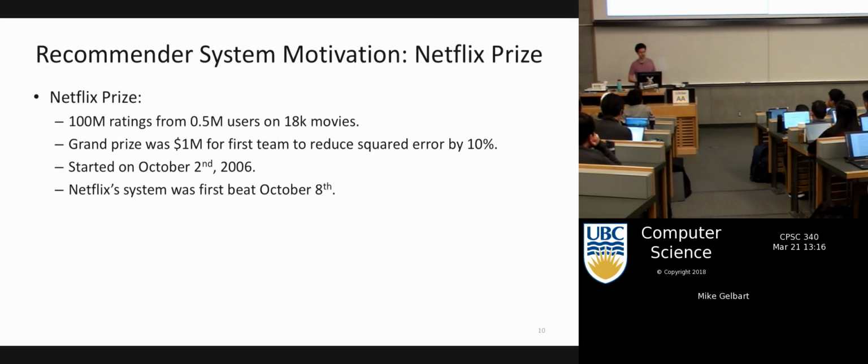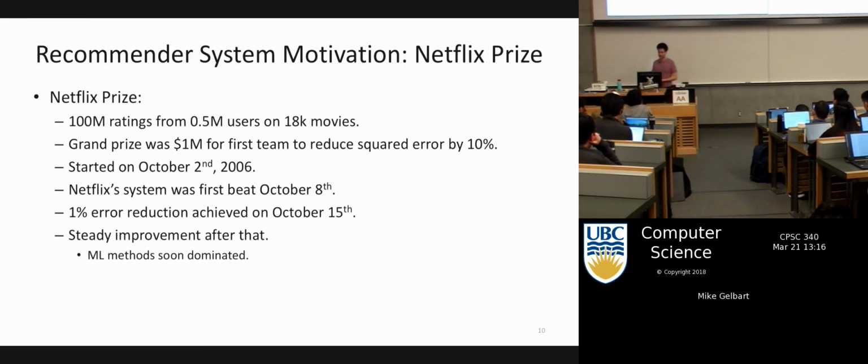So their system, their baseline, was beaten almost immediately, but that's not that surprising. I guess you can just do random stuff and get it better by 0.0001. But the question was, could you do a lot better? And machine learning methods tended to dominate this competition. And some of the things we're going to talk about today and in the course in general came into play in this competition.